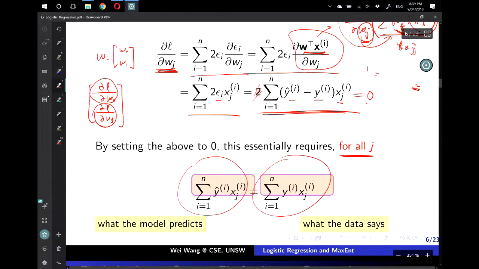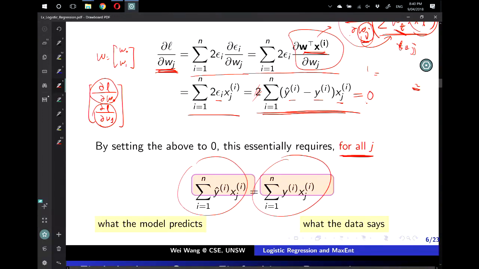And this is something I really want you to remember. This is actually an important property of the model. Although this is for linear regression, it carries over to logistic regression and to many other models as well. Actually, you can generalize to the generalized linear model. So all, let's say, exponential family functions satisfy this kind of thing.